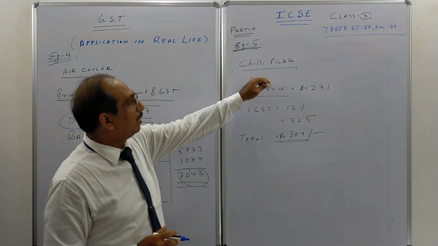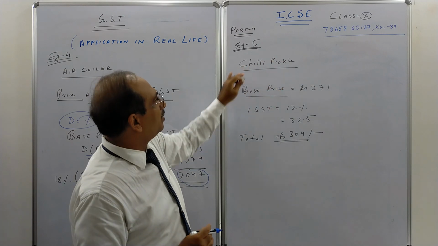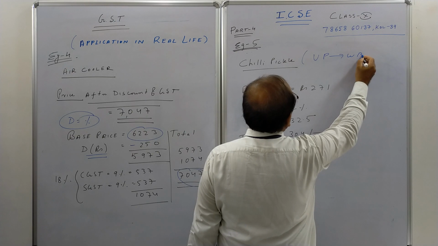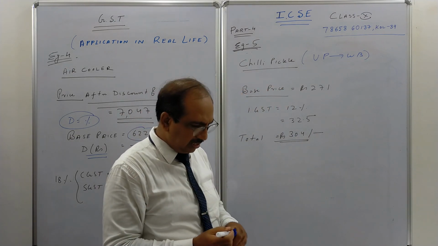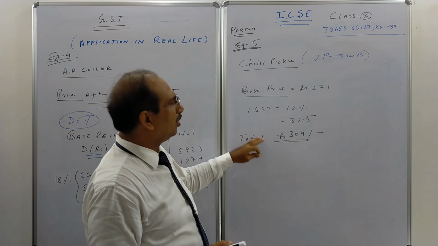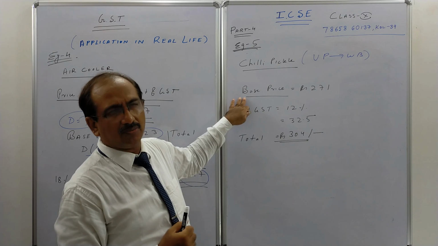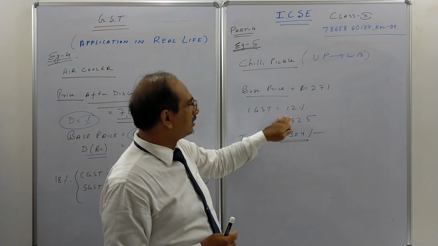Now next, I ordered a chili pickle from one particular company. It was coming from UP to West Bengal, so IGST comes over here. We have some questions on this, but ICSE does not mention it. But still, I'll tell you how simple it is. When I saw the base price, I had ordered two bottles of green chili, 1 kg. It was cheap and good. I saw IGST is 12%.